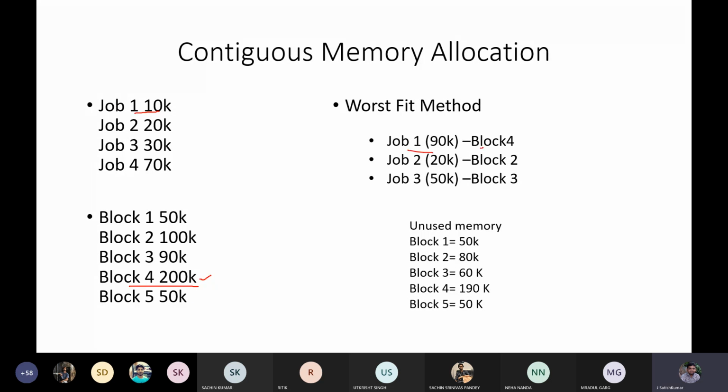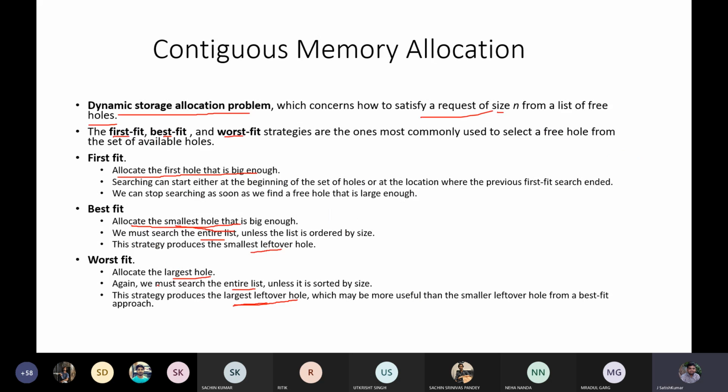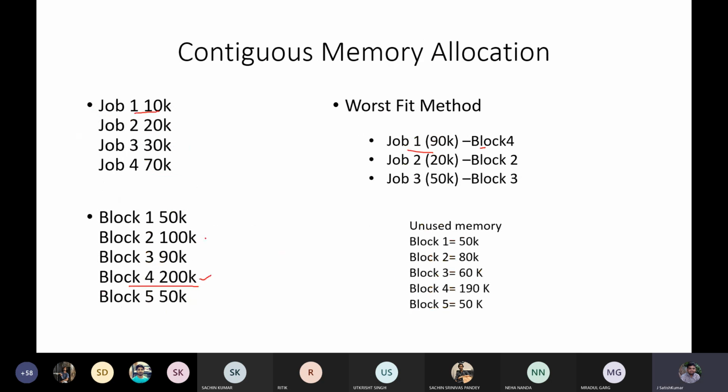Job 1 will take block 4 because this is the largest space available. Worst fit says allocate the largest hole. So block 4 will be occupied by job 1. Job 2 is 20K. The next largest space is block 2. 20K will go to block 2. If job 1 10K goes to block 4, the unused space is 190 kilobytes.